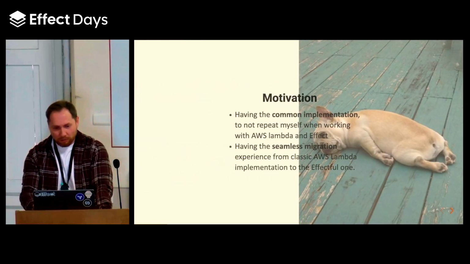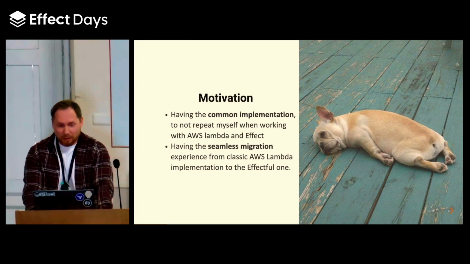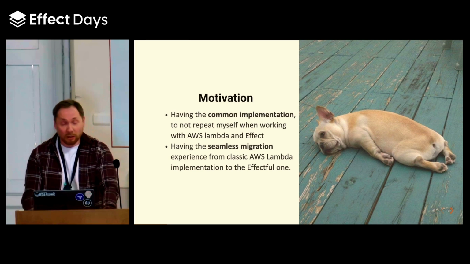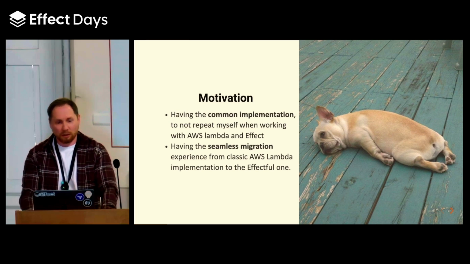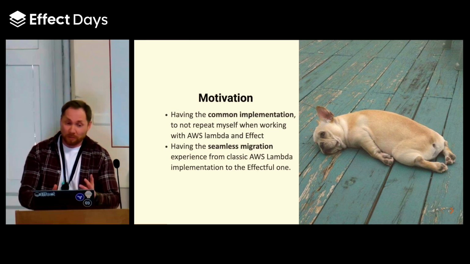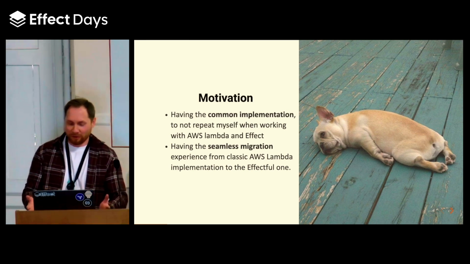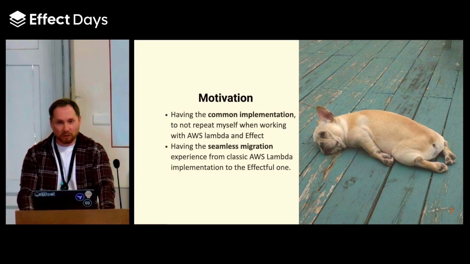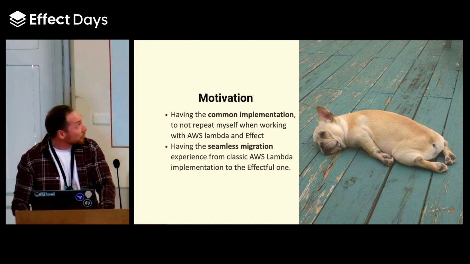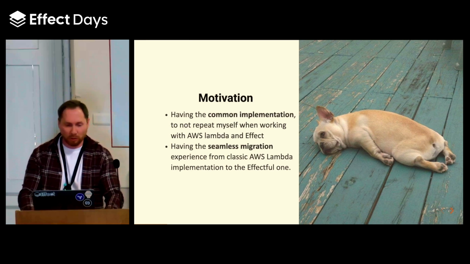Let's start with motivation. First of all, as I mentioned, I have quite some experience working with AWS. I created many Lambda functions, and I noticed a pattern in how I use Effect with my Lambda functions, since I started working with fp-ts and also Effect a couple of years ago. I noticed that I repeat myself, and I decided to extract this to a separate package in a monorepo. Actually, Effect AWS is a monorepo.